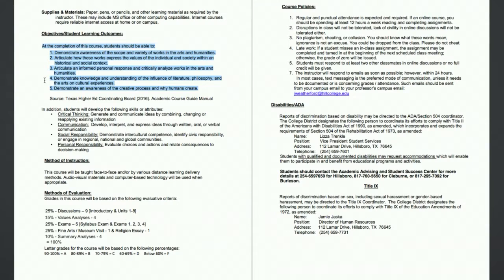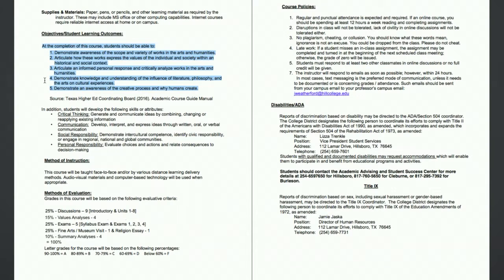Number 4, demonstrate knowledge and understanding of the influence of literature, philosophy, and the arts on cultural experiences. Number 5, demonstrate an awareness of the creative process and why humans create. So in a moment we'll talk about the cultural values analysis writings that you'll do. And that's basically where we're going to apply all 5 of those. We're going to look at some particular works of art and writings and films to really engage those student learning outcomes.